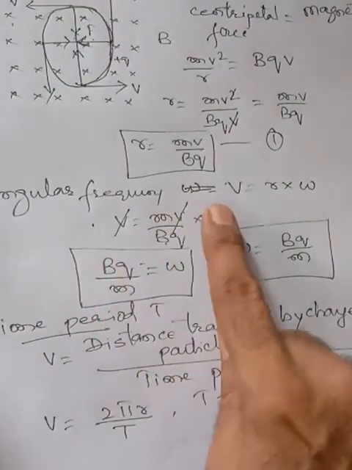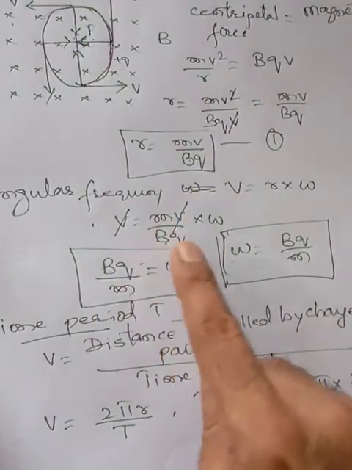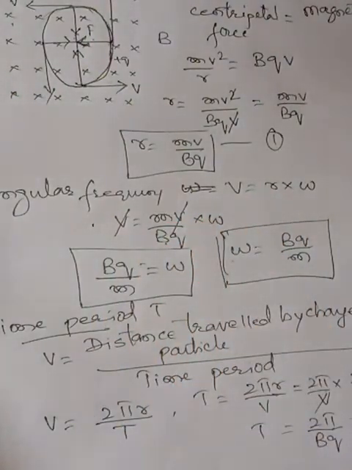V is equal to mv by bq into omega. Vv will get cancelled. As vv will get cancelled, omega will be equal to what? Omega is equal to bq divided by m.